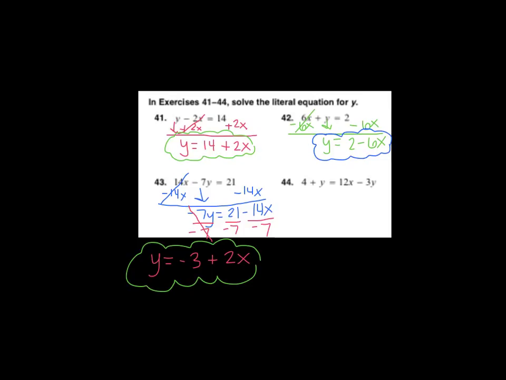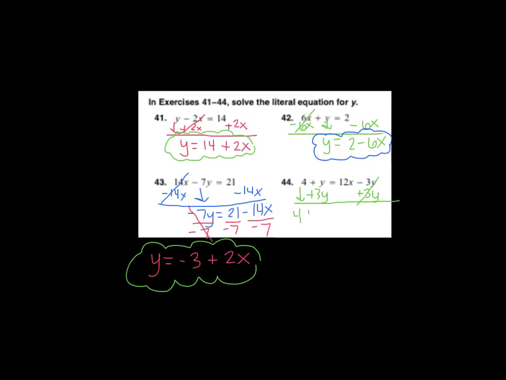I want to move that negative 3y by adding, because that's the opposite, so that all my y's are put together. So it's kind of like combining like terms, but not really because I'm moving across the equal sign. So positive and negative 3y would cancel. Then I'm going to go ahead and bring down my 4.